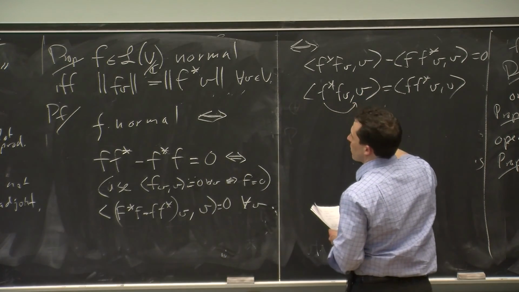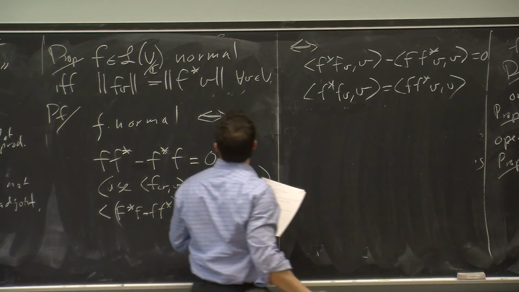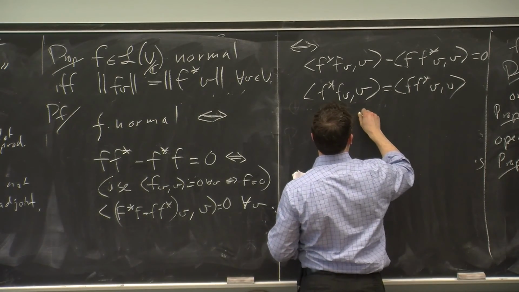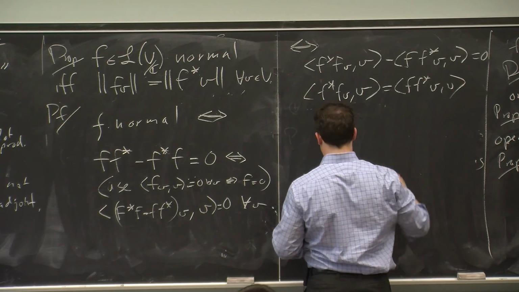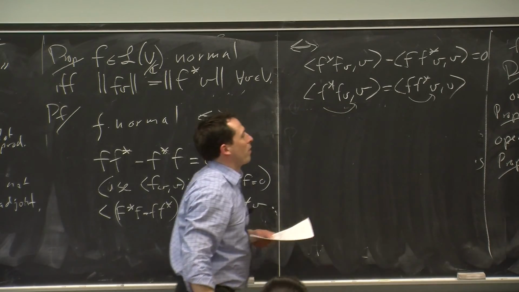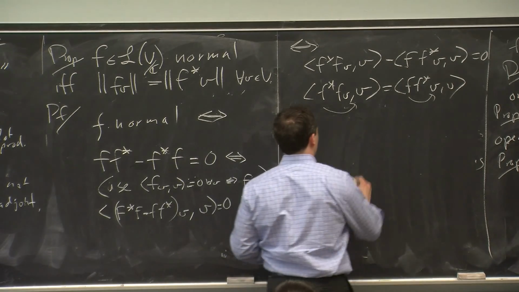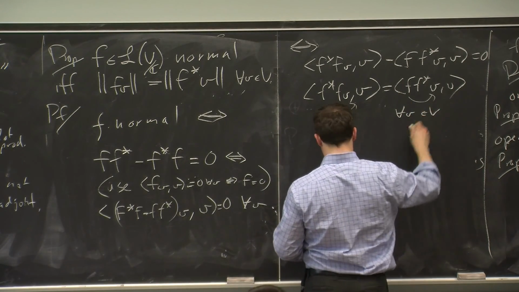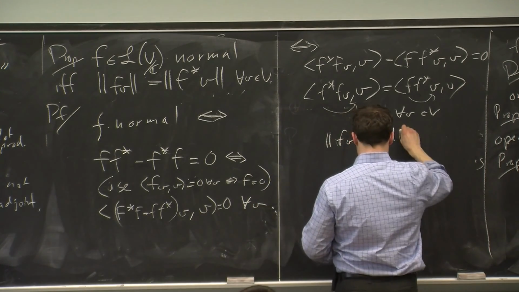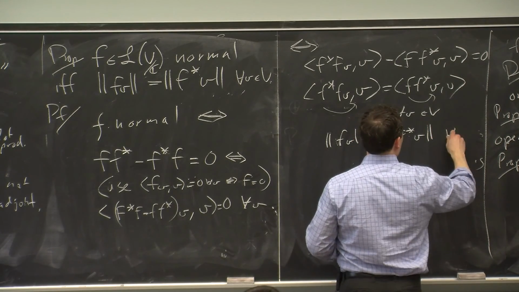Now we can use the fact that F is normal, or this is true if and only if these two things are equal. Or you can think about it, if F is self-adjoint, we move it over. But it's a little bit weaker, the thing we need. We just need that F star F and F star are equal for all v in V. So the norm of F v squared equals the norm of F star v squared for all v in V.